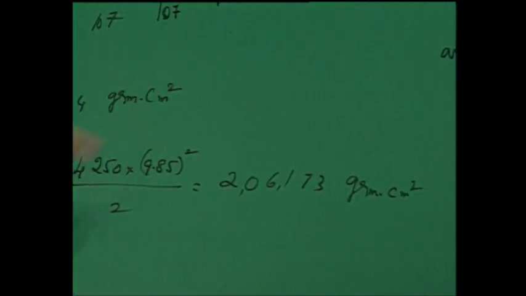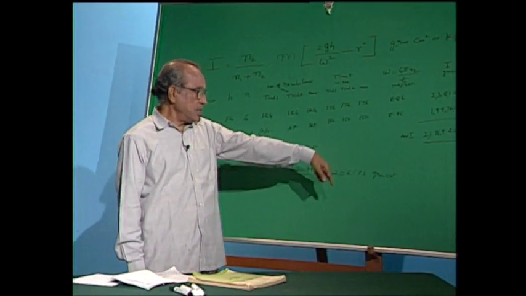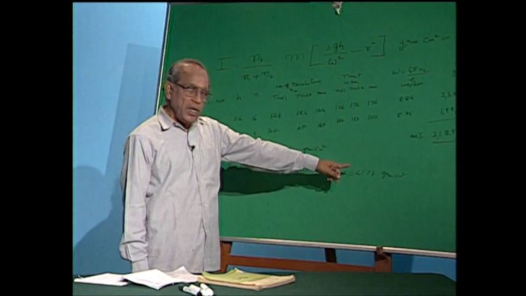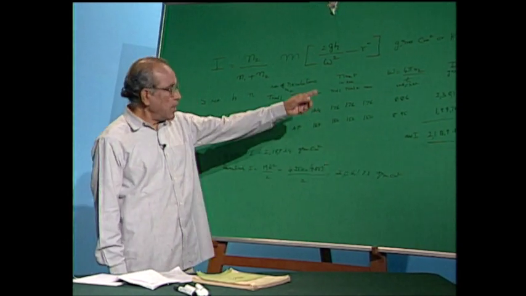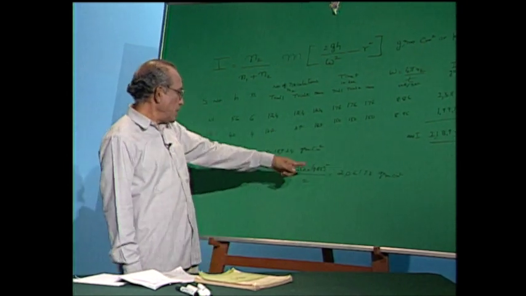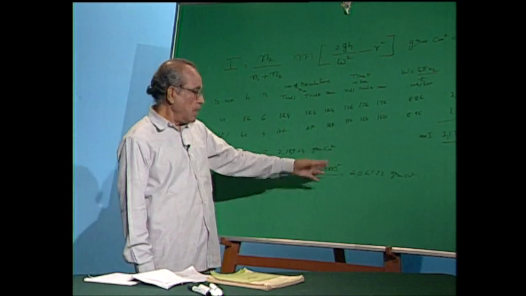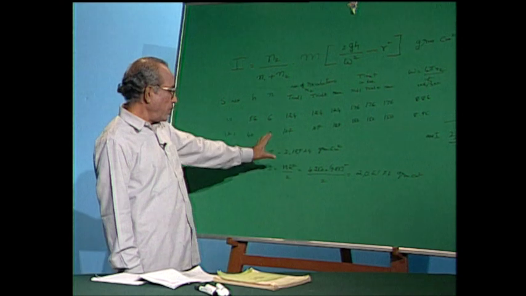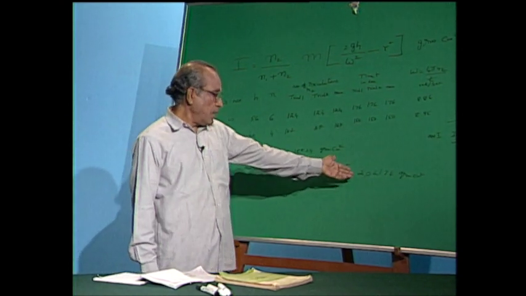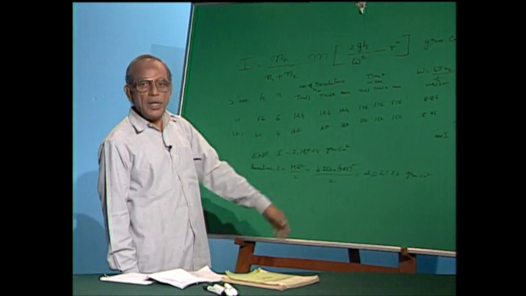2,06,173 gram centimeter square. So the experimental value is in lakhs, and this is also in lakhs, because it is in CGS. Suppose you take the MKS system, it will be 0.02 in this case and 0.02, and then we will not be able to distinguish the difference between the experimental and the theoretical value. But here the result has after all not even about 5% error between the experimental and theoretical value.